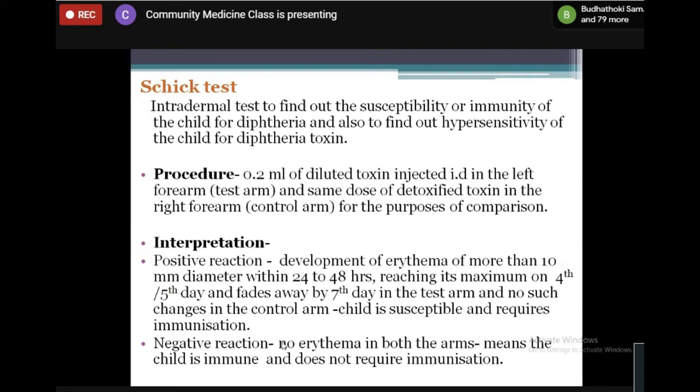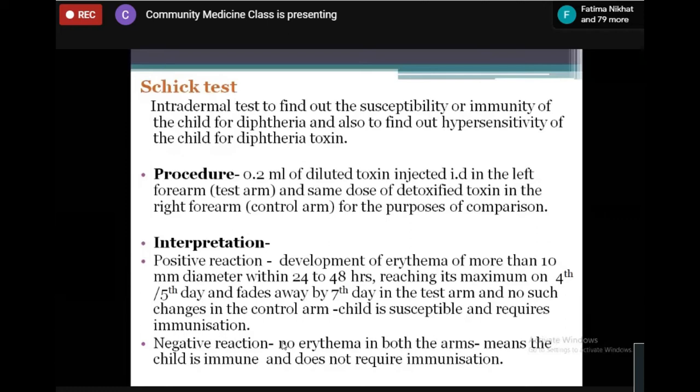So after injecting 0.2 ml of toxin, after 24 to 48 hours, the child will develop erythema. If you measure the diameter of that erythema with a scale or measuring tape, it will be more than 10 millimeter, and it reaches its maximum size on the fourth or fifth day. It increases further in diameter on the fourth and fifth day, and fades away by the seventh day in the test arm, and no such changes will occur in the control arm.